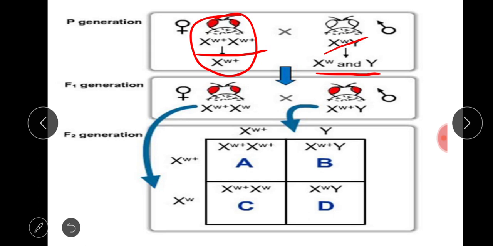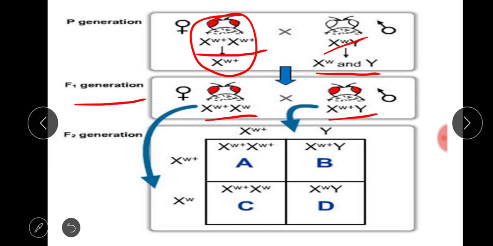Now when there is fusion to produce the F1 generation, it is observed that females have the genetic combination XW plus XW, whereas males have XW plus Y, which result in formation of red-colored eye progenies. So all the progenies in F1 generation are red-colored eyed.